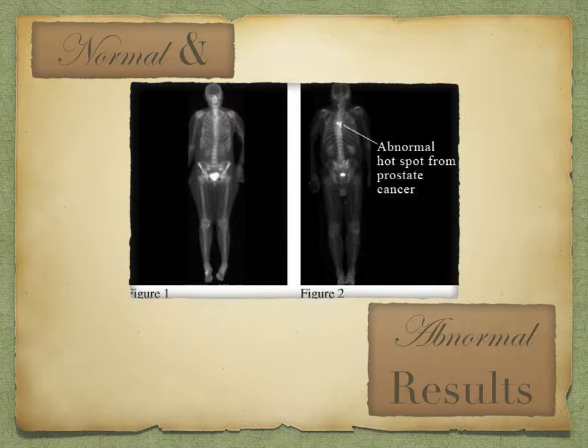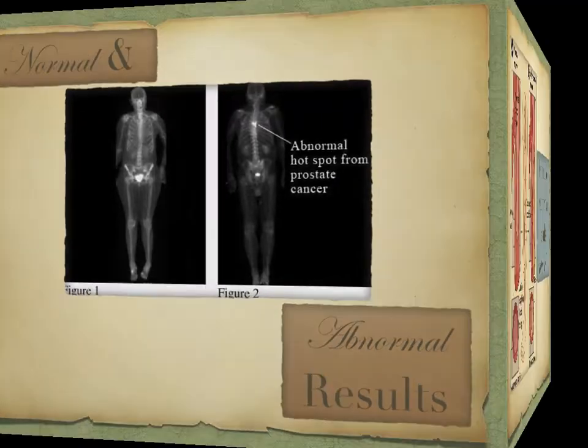Normal results. If the test is normal, it means the tracer has moved evenly throughout the bones within the body. The results are classified as normal. Abnormal results. If the test is abnormal, the scan will display hot and cold spots compared to the other bones within the body. A hot spot is when the radioactive tracer has accumulated within the bones.